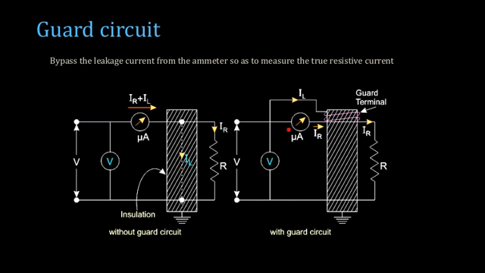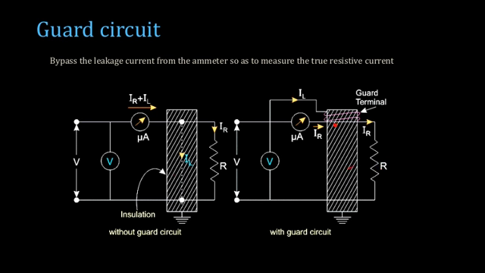Now if you are providing an alternate path for the leakage current like this, we are bypassing the micro ammeter so that your leakage current is flowing like this. You are not eliminating the leakage current, but you are simply bypassing the leakage current from this ammeter. So that the ammeter will be reading only the current which is through the resistive part of the insulation.